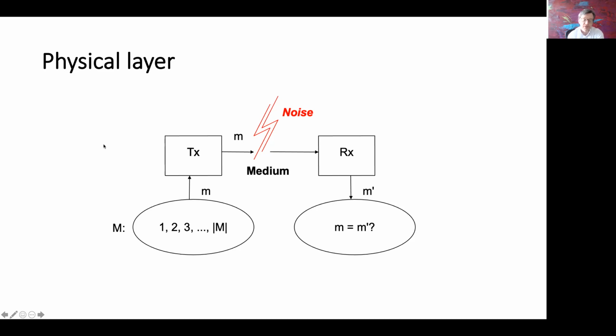All we have to do now is transform all of these blocks into mechanisms that will work with chemistry, with molecules. So in other words, we need a chemical transmitter. We need to think about the chemical medium. We need to think about chemical noise. And we need to think about how a chemical receiver would work.